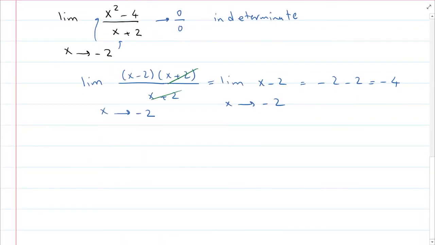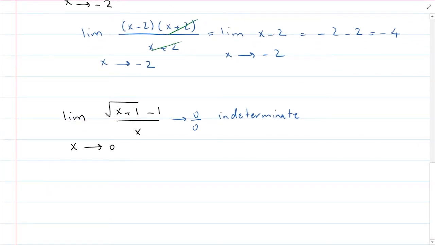Now let's do an example that's a little bit different. So let's say I have the limit of (square root of x plus 1, minus 1) over x as x approaches 0. So when I substitute 0 again, that's always my first step. Again, I get 1 minus 1 on top and 0 at the bottom. So I get 0 over 0, that is indeterminate.